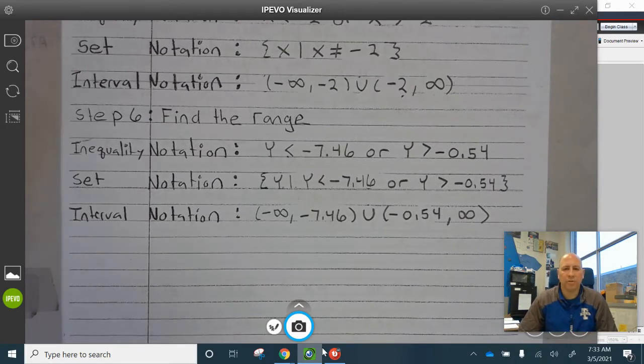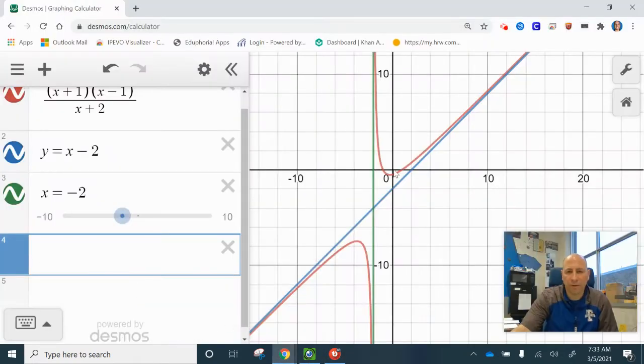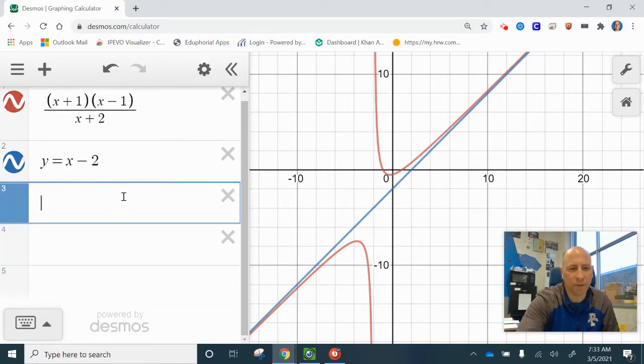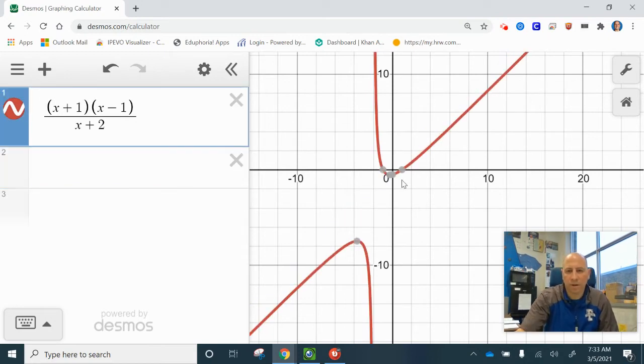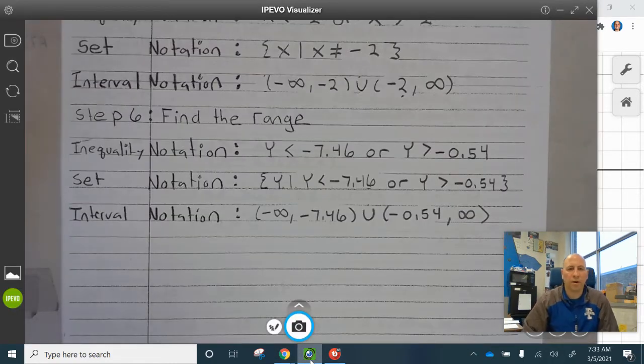Now, to find the range, again, it's going to be helpful to go back to Desmos. And this is why, in this case, Desmos is better because now I can delete. We don't need these anymore. Okay, and we can use it there and there, and that's where you can get those values. All right. So the range is y less than -7.46 or y is greater than -0.54. And in set notation, it's y such that y is less than -7.46 or y is greater than -0.54. Interval notation is -infinity to -7.46 or from -0.54 to infinity.